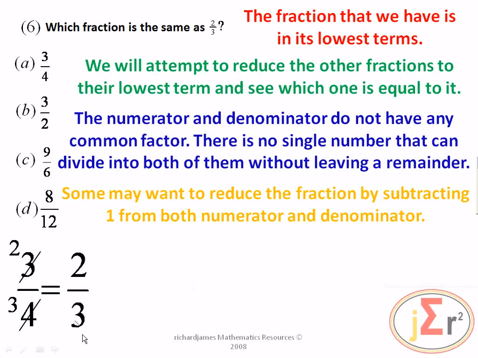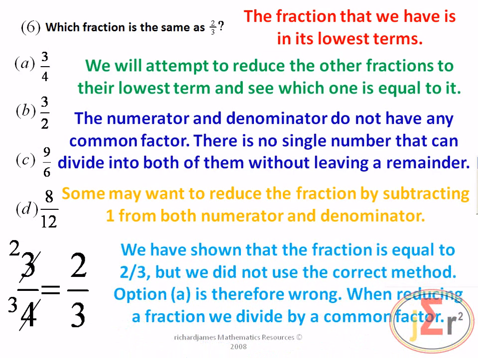But is it correct? No, it cannot be correct. Why? We have shown that the fraction is equal to the 2/3 that we have right here. So 2/3 is the number that we want, is the fraction that we want. We want to know what number is the same as 2/3. When we reduce this fraction, what did we get? 2/3. Why is it that 3/4 is not the correct answer? It is not the correct answer because the correct method was not used in reducing the fraction. Okay.